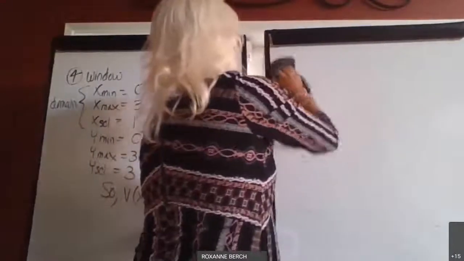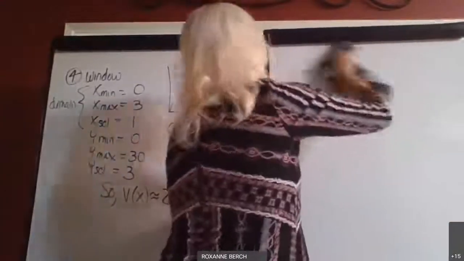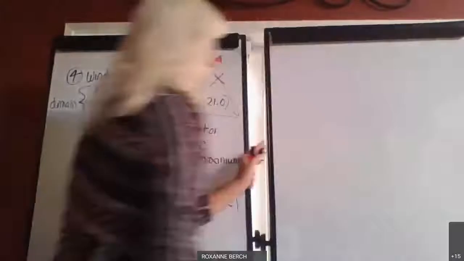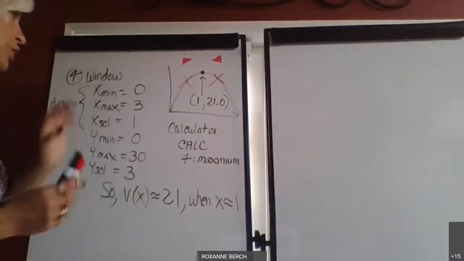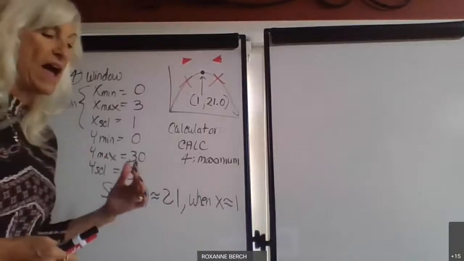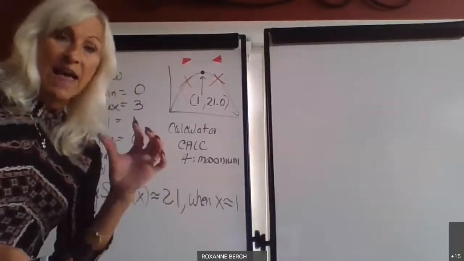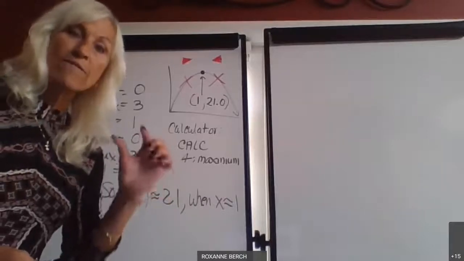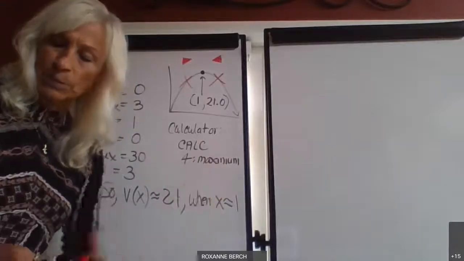So I just want to make sure we understand what we found. All right, we found the maximum volume, and we also found the size, the length X, of the square flap that we need to get that maximum volume.